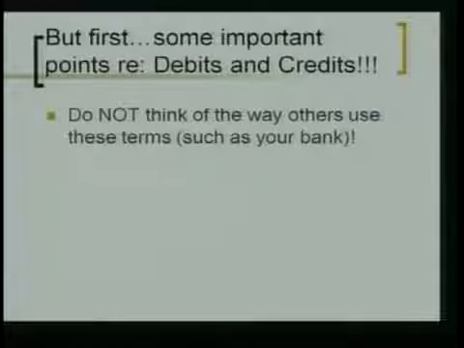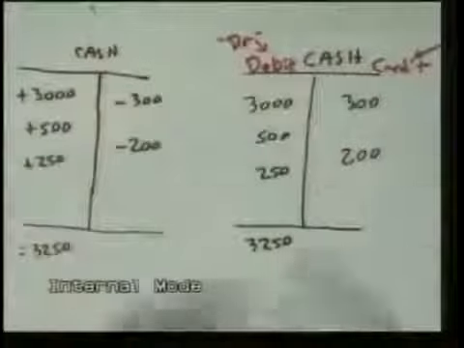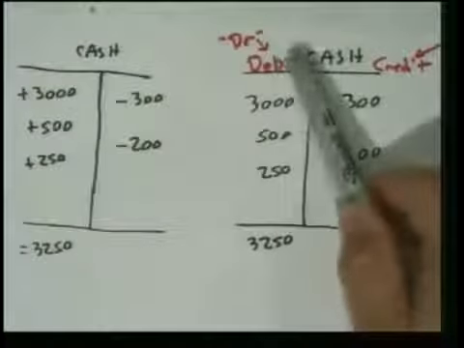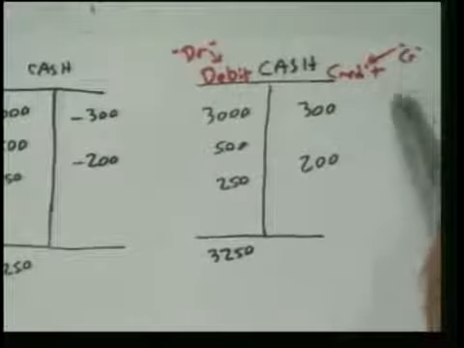When we talk about these new terms, debits and credits, do not think of the way that others use these terms, such as your bank. And I know your brains. Some of you, when I said this is the debit side, this is the credit side, already started thinking, okay, I know the bank says they're going to debit my account, credit my account, maybe that has something to do with this. No, please don't go down that road. For our purposes, I want you to think of the debit as the left side of the T account. The credit is the right side of the T account. You with me?